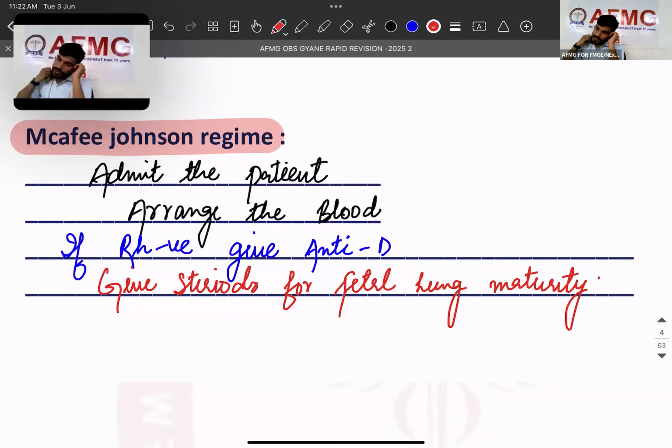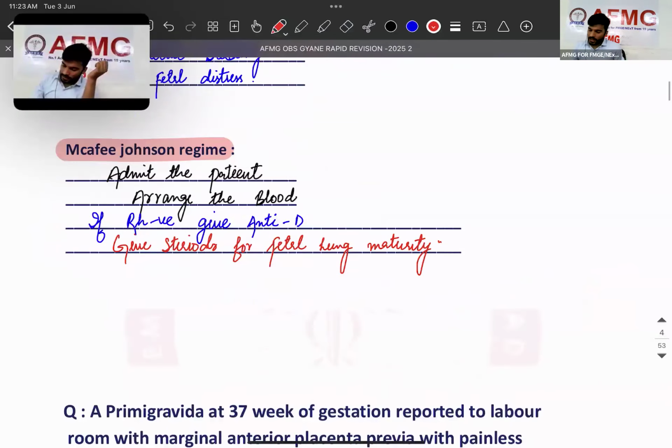One more question: betamethasone and dexamethasone act on which pneumocytes? Type 2 pneumocytes, because type 2 pneumocytes are the ones that release surfactant, and when this drug acts on them, more surfactant will be released, so the fetal lung will be mature. If surfactant is less, what happens to the baby? Hyaline membrane disease, right? ARDS, that's what you call it, right? Okay. Is that clear? That is all about the placenta previa.